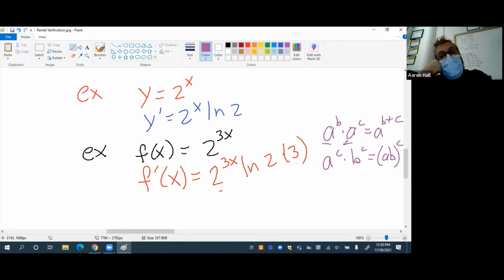Yeah, because 3 is to the power of what? 1. It's to the power of 1. And the 2 is to the power of 3x, and 3 is to the power of 1. So we don't have the same bases and we don't have the same exponent. So there's nothing we can do to put those together. That was the one thing I was questioning, whether it was allowed or not.